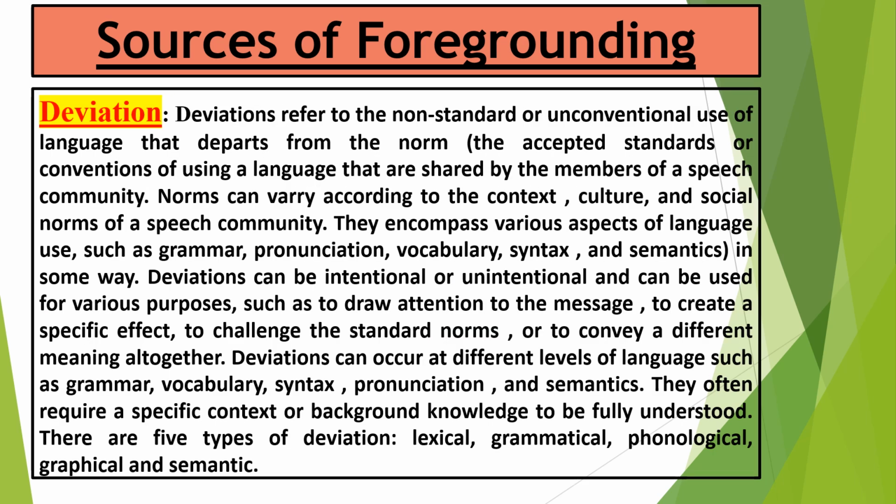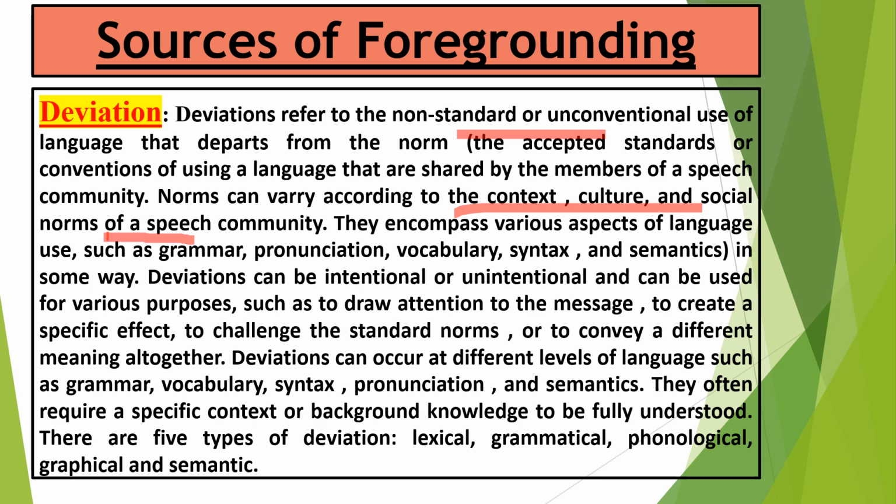Now the second source of foregrounding. The first source was repetition, repetition of structures, or you could say repetition of certain devices, or repetition of lexical choices. But in deviation we follow a non-standard or unconventional use of language, and we break the norms of the language. Norms can vary according to the context, culture, and social norms of any speech community.